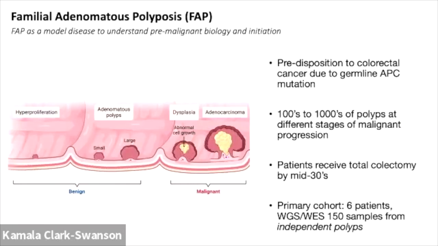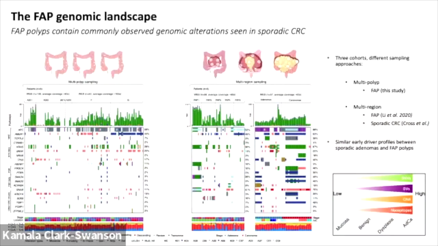This creates a lot of tissue that we can sample to study these different pre-malignant states. Our primary cohort consists of six patients, where we have 150 different whole genome or whole exome samples from independent polyps spanning the entire colon. We also have a couple of other cohorts that we're using as comparators. One is a sporadic colorectal cancer cohort that uses a different sampling technique: a multi-region approach on a single polyp, since synchronous sporadic colorectal cancer polyps very rarely emerge. The other is also an FAP cohort that uses a multi-region approach.